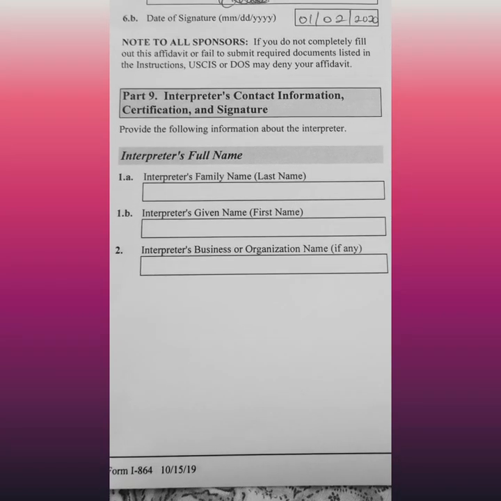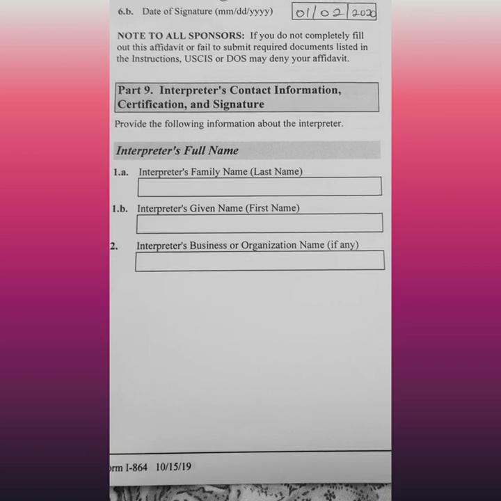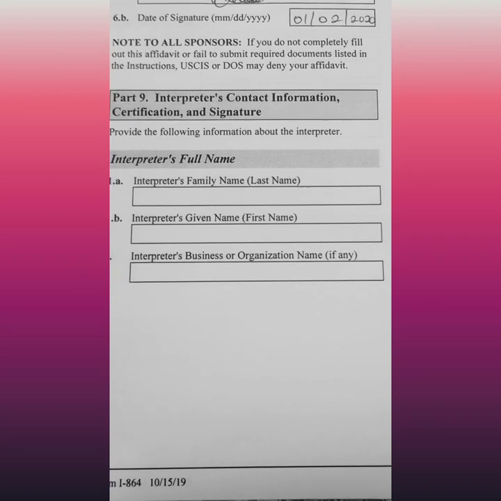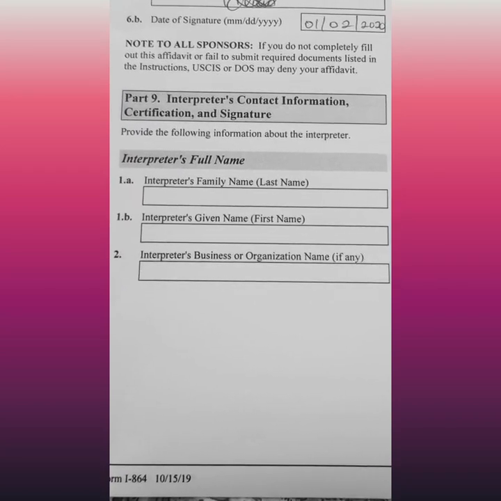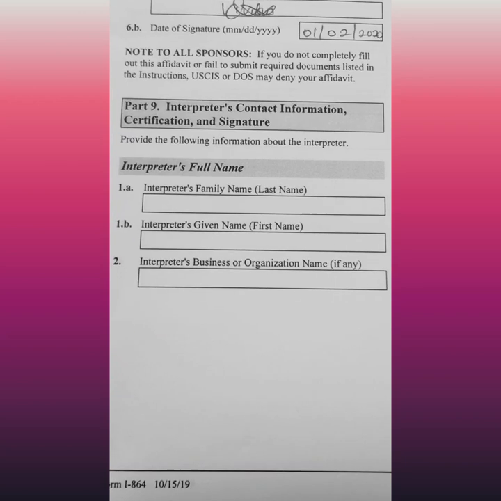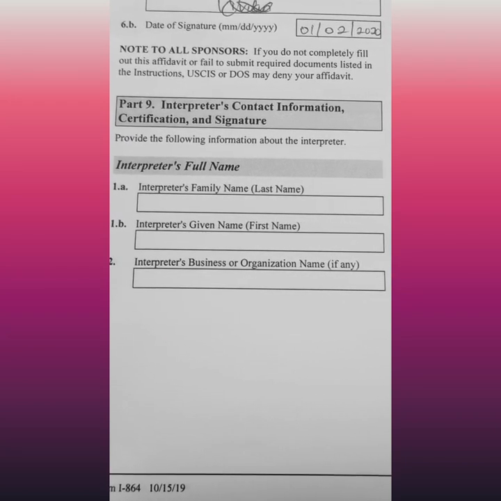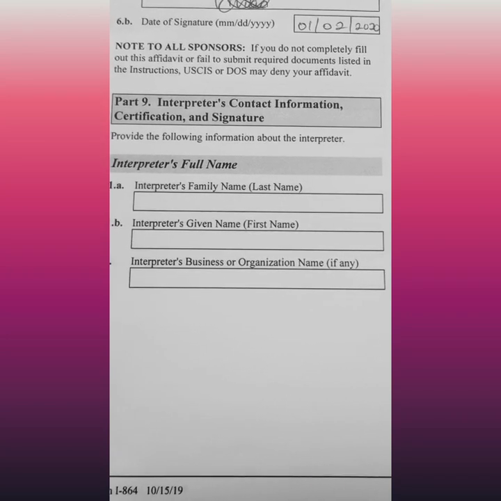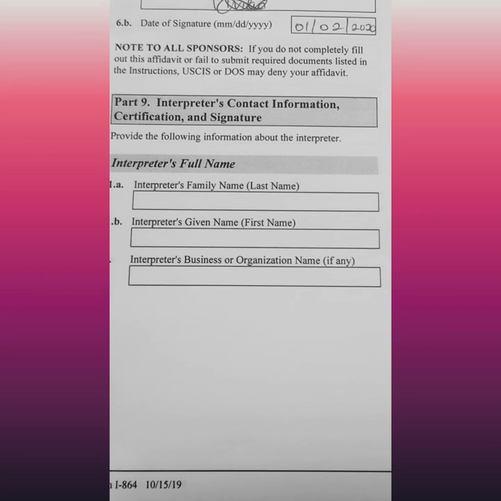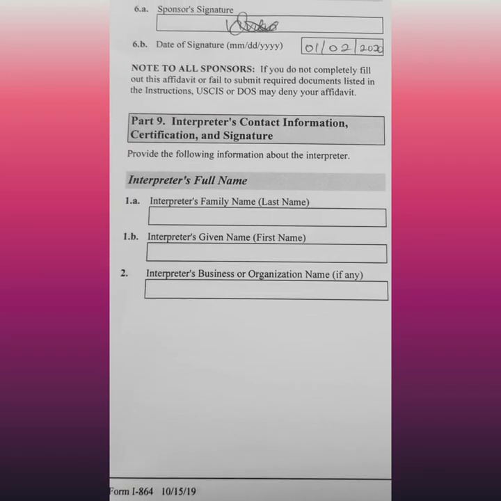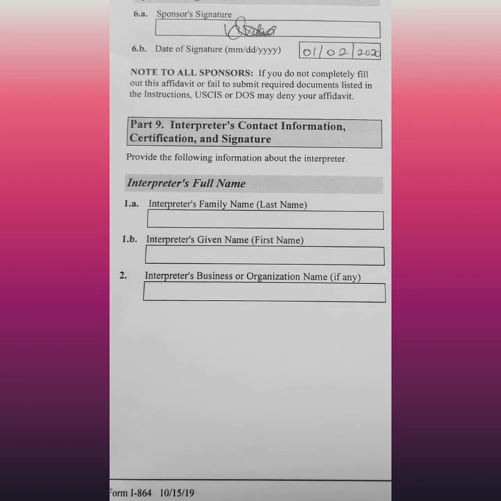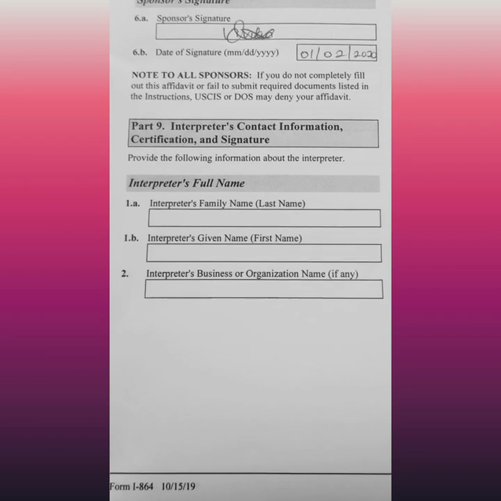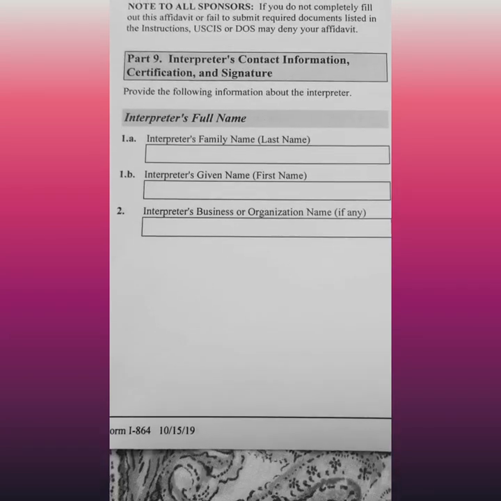So it says, note to all sponsors, if you do not completely fill out this affidavit or fail to submit required documents listed in the instructions, USCIS or DOS may deny your affidavit. So guys, you have to complete this form, and also don't forget to sign, and also put the date of the signature. Please guys, don't forget, these two are very important. So we move over to part 9.